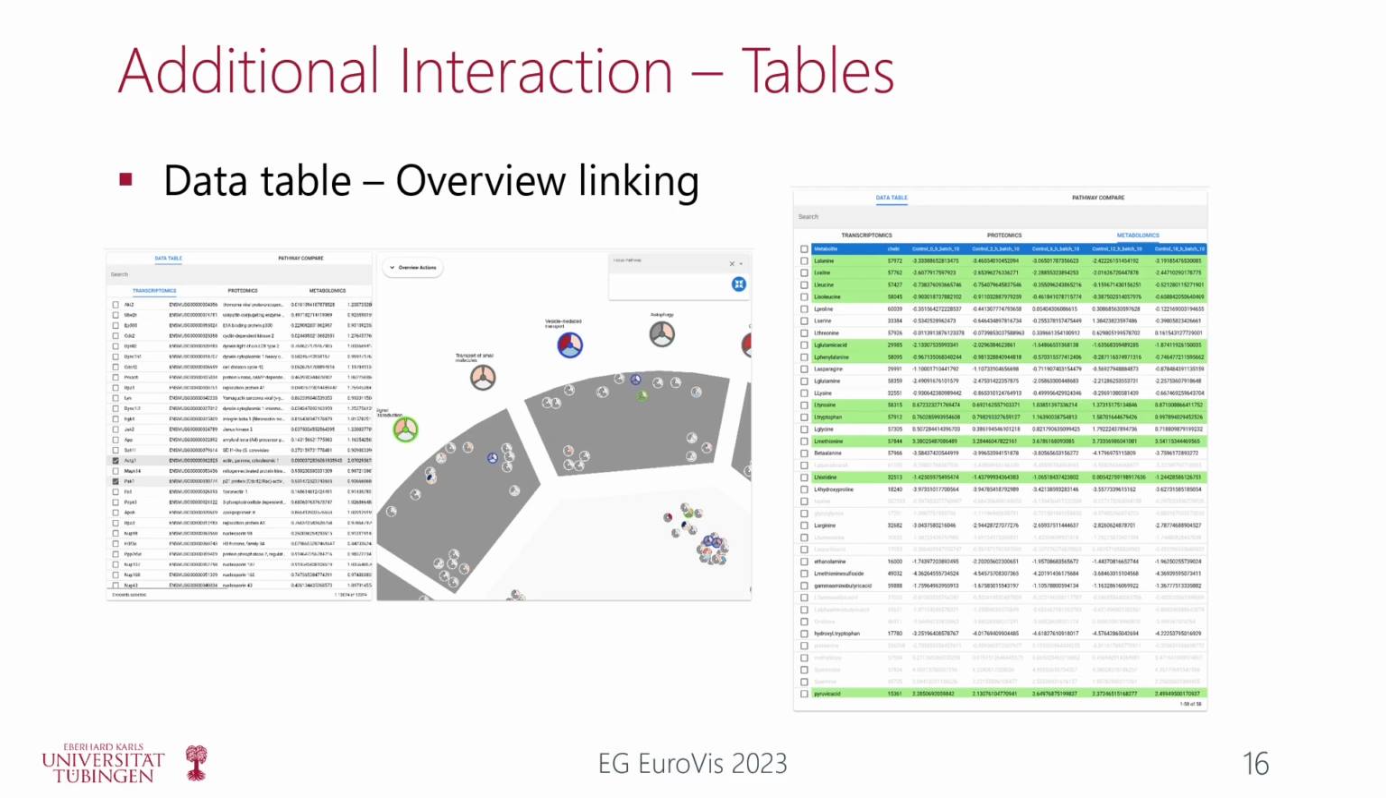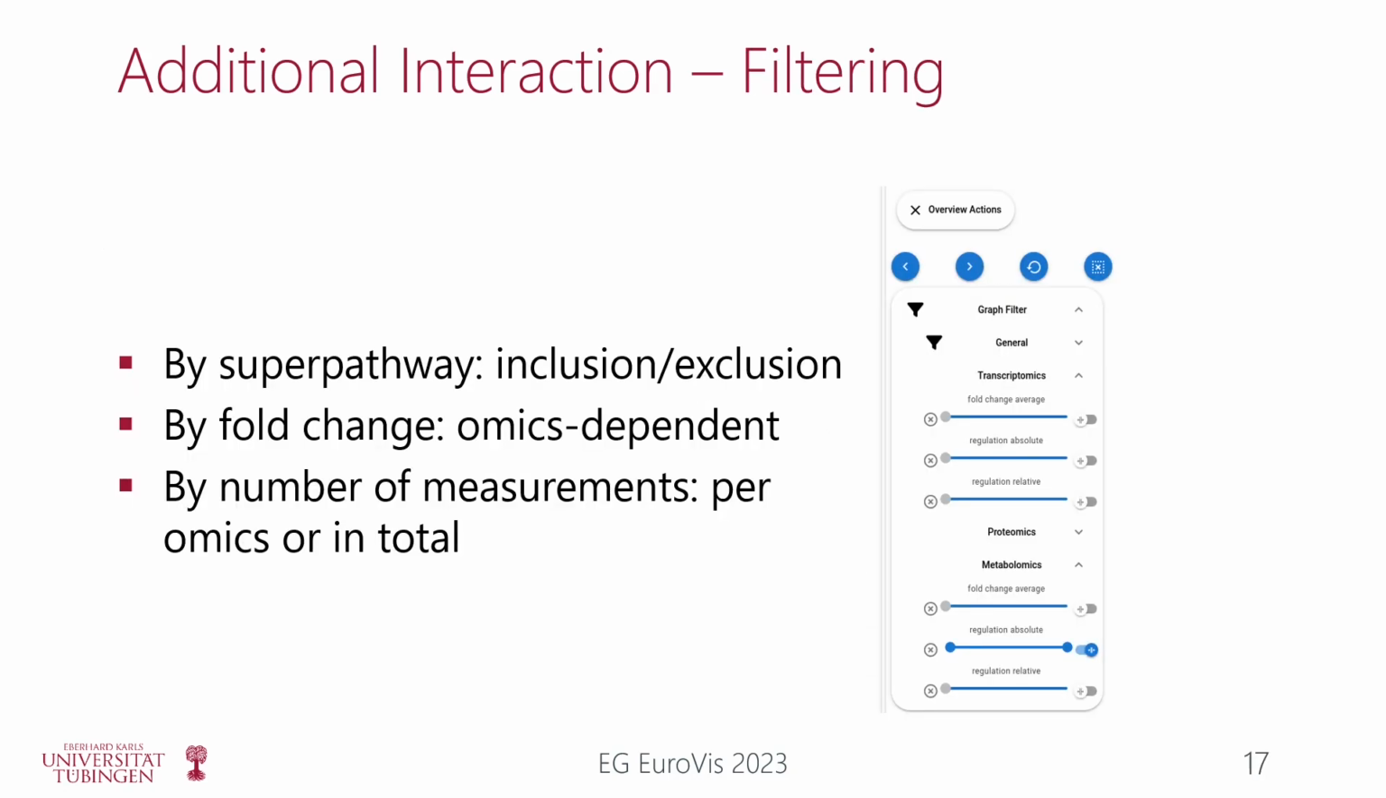In addition, there are a set of filters helping to hone in on interesting data points. These filters include inclusion and exclusion filters based on the superpathway, meaning the users can easily show only the pathways which are contained in a specific pathway or explicitly hide those. And numerical filters based on the number of measurements per omic or in total. Here users can show pathways lying either in a specific value window or flip the filter, hiding all the entries in the specific window.